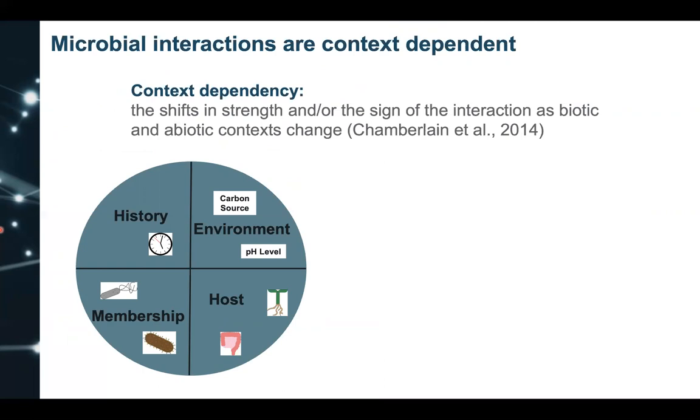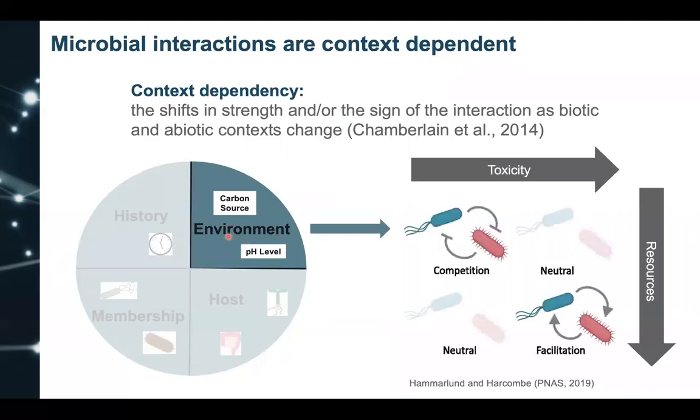context change. Now, these biotic or abiotic context changes can be anything from historical, it can be membership, such as the addition of a new species, it can deal with changes within a host itself, or it can be changes within an environment. And these environmental changes can vary quite a lot. We can take a look at things such as the increase in toxicity of an environment, or the increase of resources available within an environment. And we can then look at microbial interactions and how they change with either increasing toxicity or increasing resources.